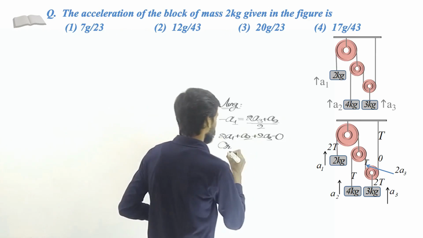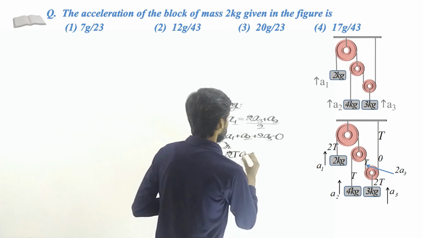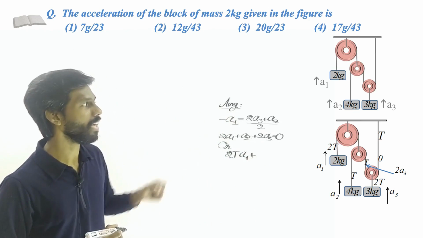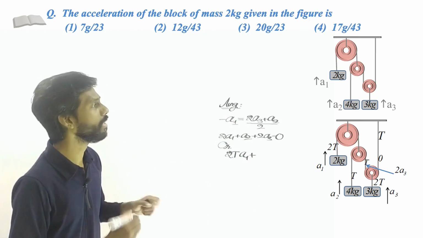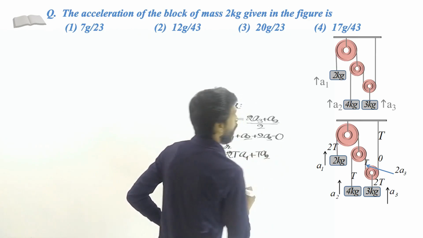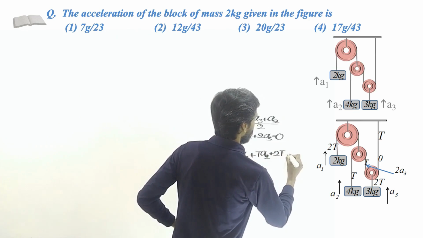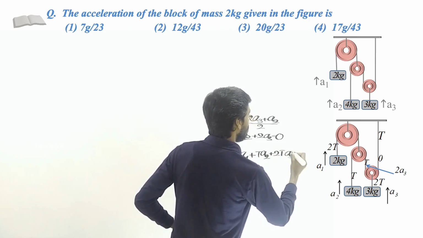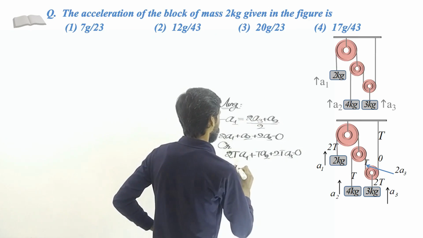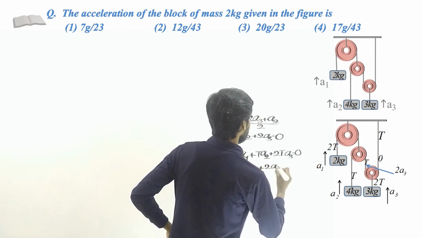So that is T, 2T, multiplied by the acceleration A1, plus the next one, the middle block. That has tension T, multiplied by the acceleration, so it is T A2. And then the last block has tension 2T multiplied by its acceleration A3. So that equals 0. If you divide by T, you get 2A1 plus A2 plus 2A3 equals 0.